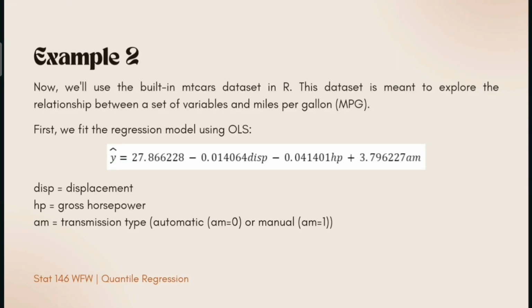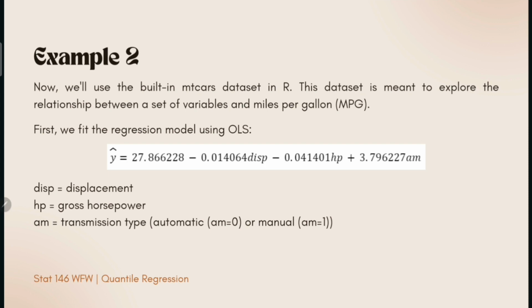For our second example, we will be using the built-in mtcars dataset in R. This dataset contains measurements on 11 different attributes for 32 different cars. In this example, we will explore the relationship between a set of variables and miles per gallon. However, we will only use three independent variables, which are the displacement, gross horsepower, and transmission type.